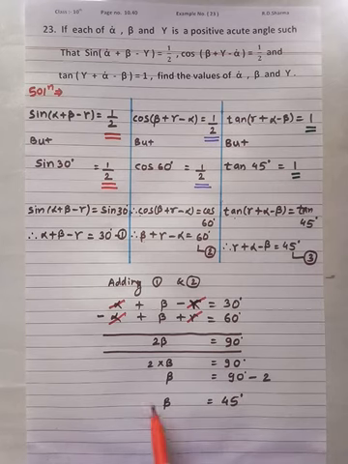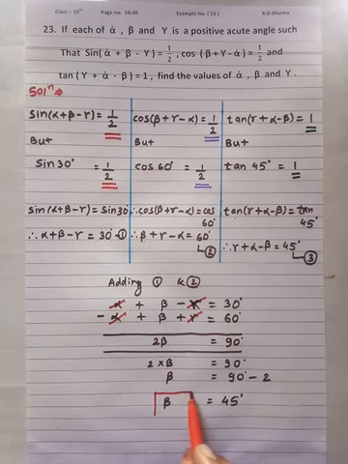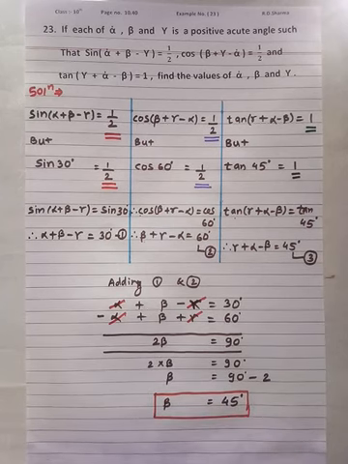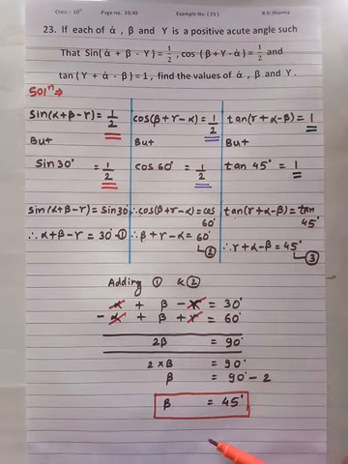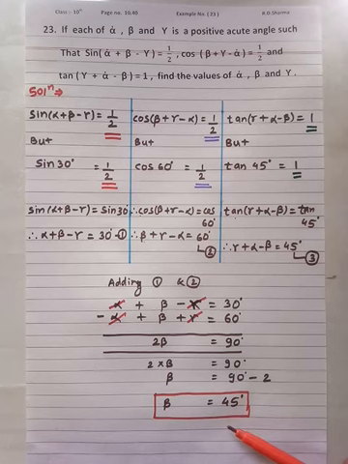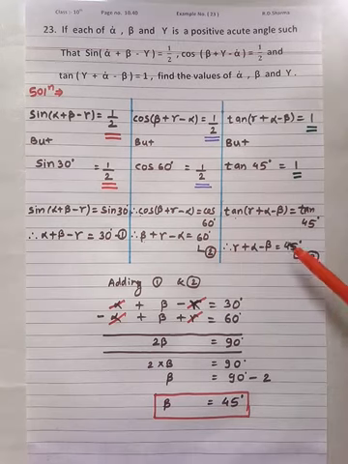Here beta's value is 45 degrees, which is less than 90 degrees, and they said that alpha, beta and gamma are positive acute angles. This is a positive value and less than 90. So beta's value is 45 degrees. Then, for finding the next value, do the addition between 2 and 3.